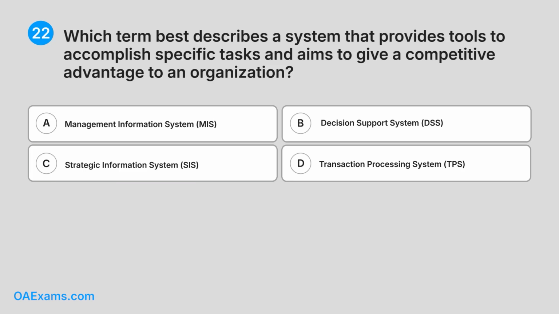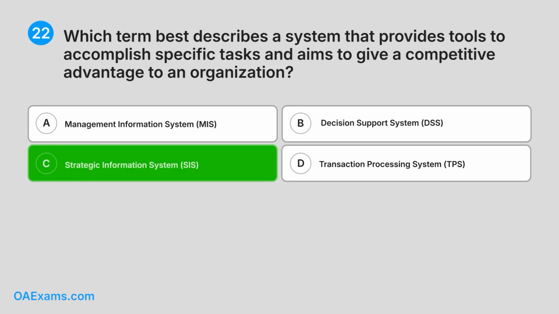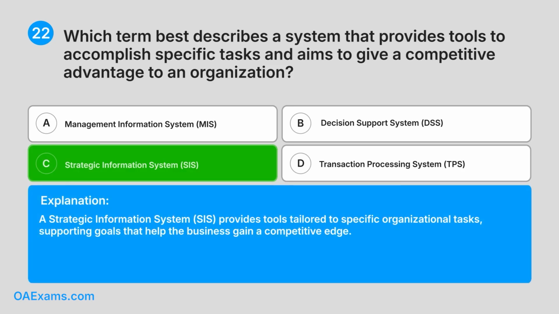Correct answer, C. Strategic Information System, SIS. Explanation. A strategic information system, SIS, provides tools tailored to specific organizational tasks, supporting goals that help the business gain a competitive edge.